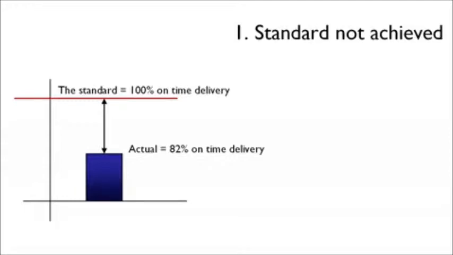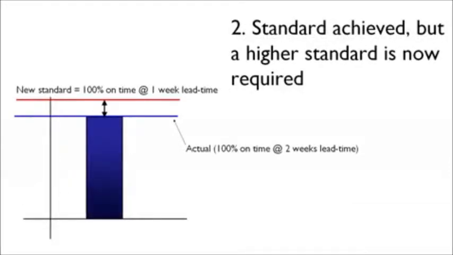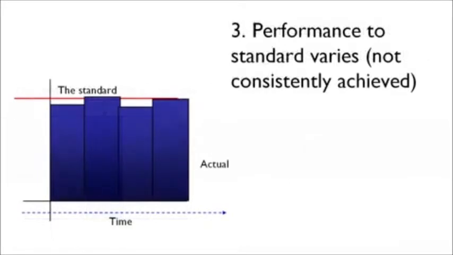Now, the second type of problem occurs when the standard is achieved, but a higher standard is now required. Well, staying with the on-time delivery example, if we're currently performing at 100% on-time delivery at a quoted lead time of 2 weeks, our customers may very well ask us to reduce our lead time to 1 week while still maintaining 100% on-time delivery. And finally, the third type of problem occurs when our performance to the standard varies, meaning it's not consistently achieved. Now, this is actually a form of mura, or unevenness, which we first learned about in the Transforming Your Value Streams course.